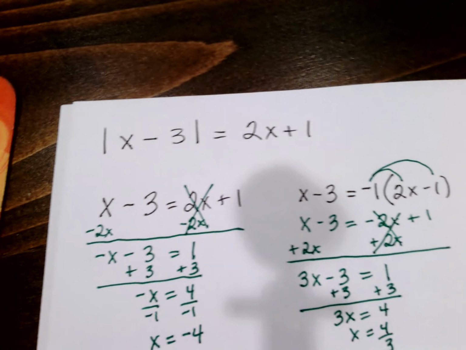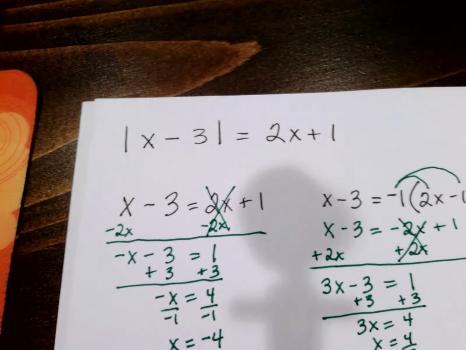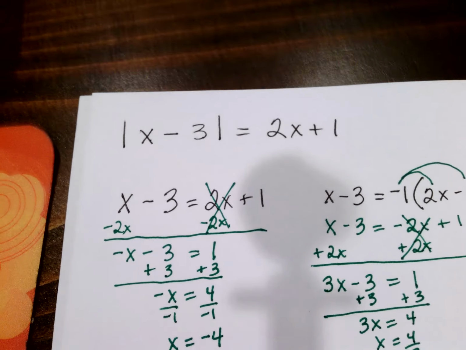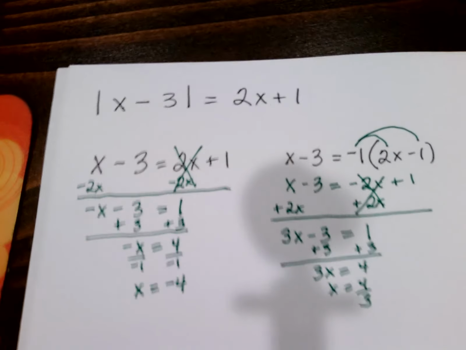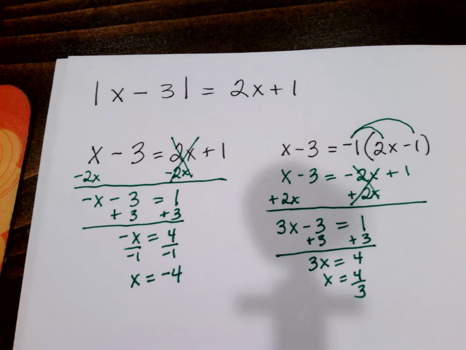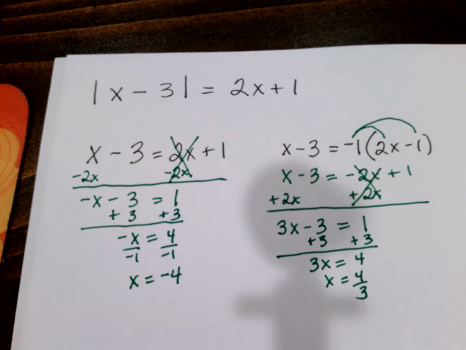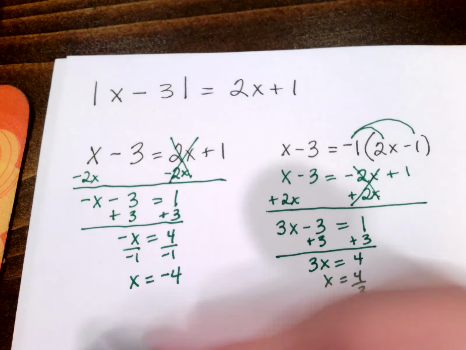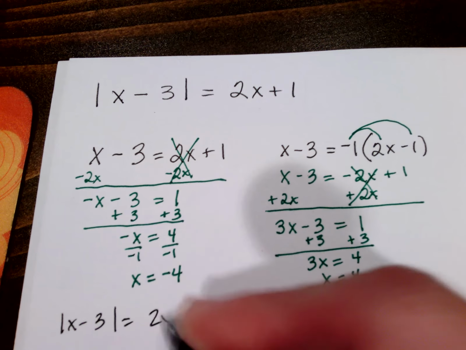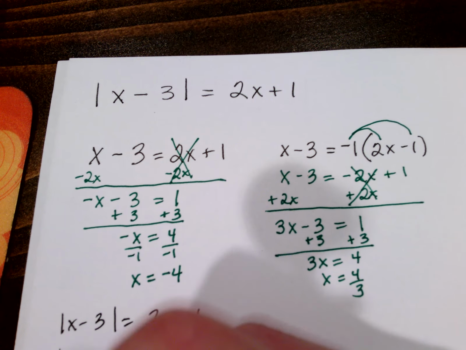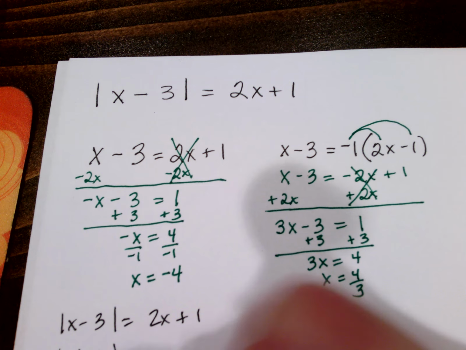Now, one tricky part of absolute value equations is that sometimes it produces answers that are erroneous. That means we found an answer, but it doesn't work in the original equation. So our next step is to plug it in to the original equation and check the solution to see if it works. We'll plug in -4 for x.